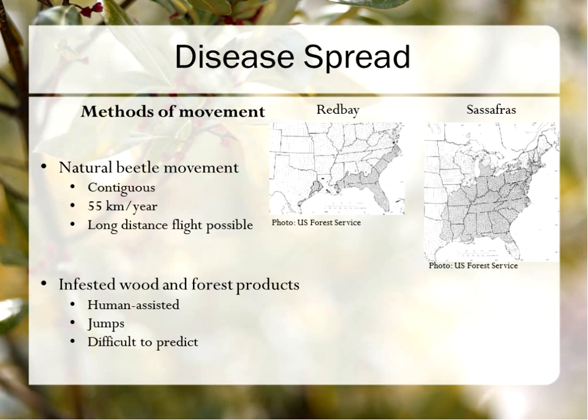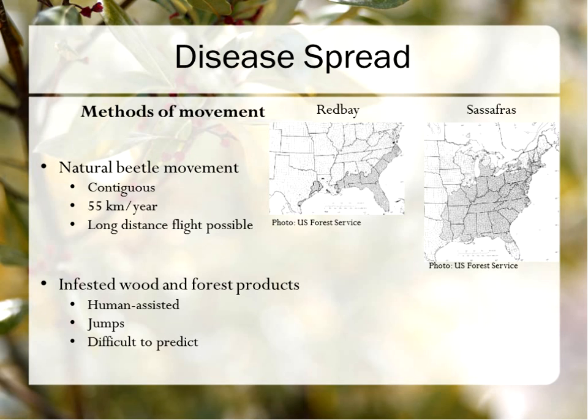Something that's not working in our favor, again, is that these beetles live deep within the tree, and the wood itself has the ability to kind of buffer the temperature. There's two modes of movement. One is natural, which again is just the beetle moving from tree to tree. It was estimated by a scientist at the Forest Service that they can move at about 55 kilometers a year.